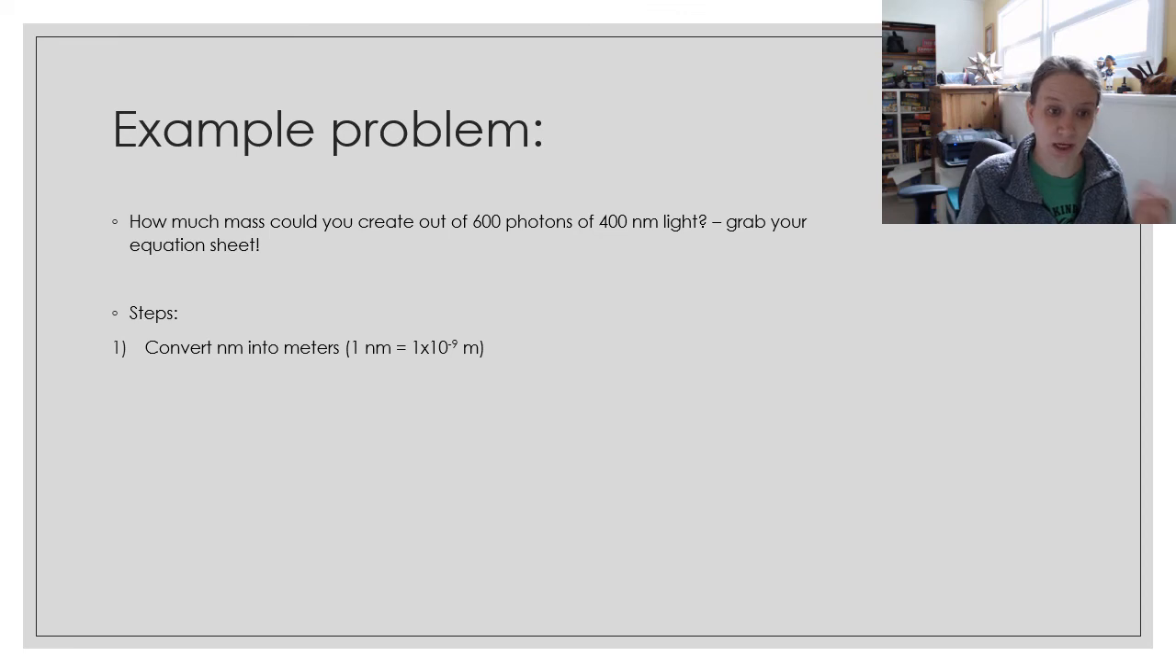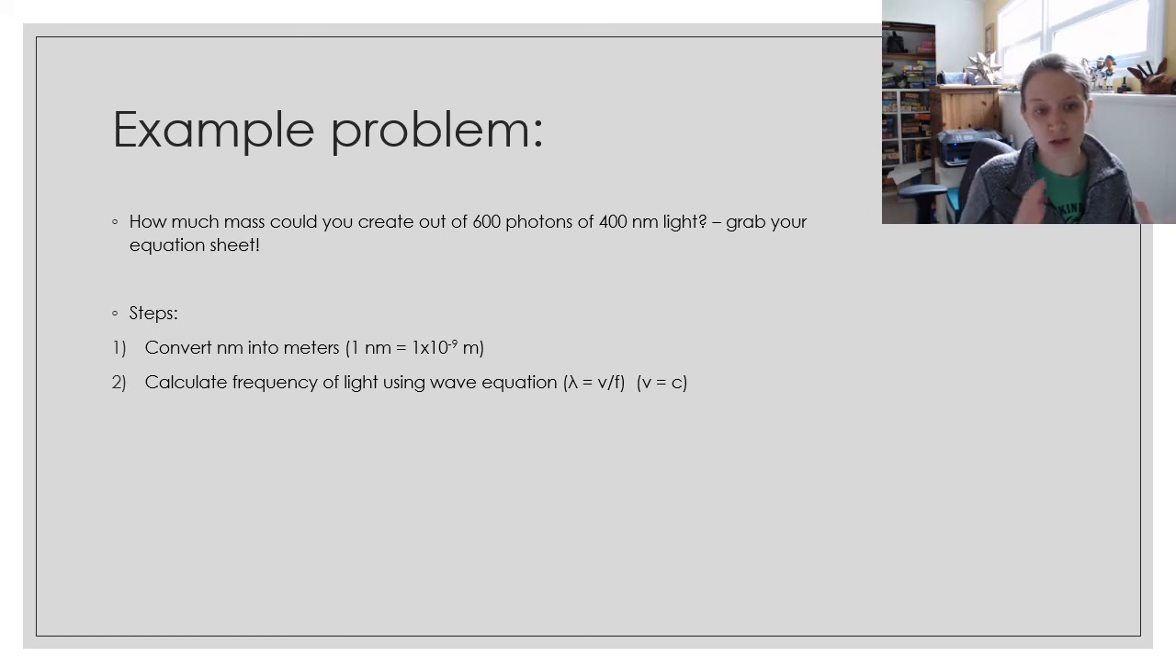Okay, so the first step I would take is to convert nanometers into meters, because you need to be in the standard units for all of these calculations. 1 nanometer is 10 to the negative 9th meter, so 400 nanometer light is going to be 400 times 10 to the negative 9th meters. Second, I'm going to calculate the frequency of light, because the energy depends on the frequency, not on the wavelength. I'm going to assume that everything is in air or vacuum, which I probably should have said at the beginning. You're going to be using the wave equation, wavelength equals velocity over frequency, and in this case you assume that the velocity of light is c because we are in a vacuum.